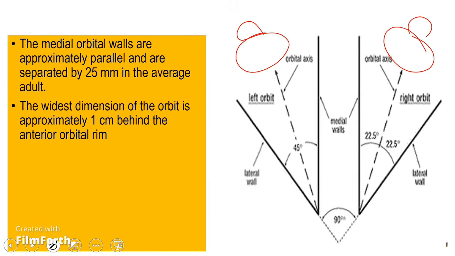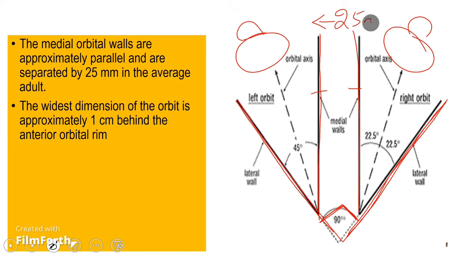The orbits are placed in such a way that the lateral walls of the orbit, so this is one lateral wall and this is another lateral wall of the orbit, will form an angle of 90 degrees to each other. They're also placed in such a way that the medial walls of these orbits will be parallel to each other, at a distance of 25 millimeters or 2.5 centimeters. So this is a very important thing that you should remember.